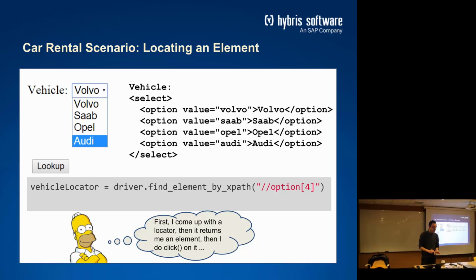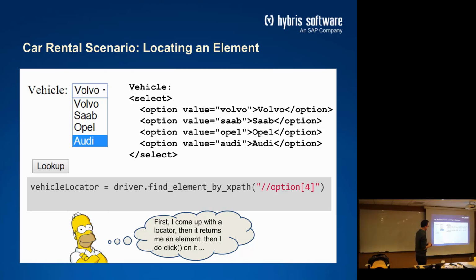So let's say this is the first scenario that we have. Forget about the right side. On the first page of this website, we have a drop-down menu. People can go and press the drop-down. They can select the car that they want. They can press the lookup button. And basically the test that we want to have is to simulate this thing.